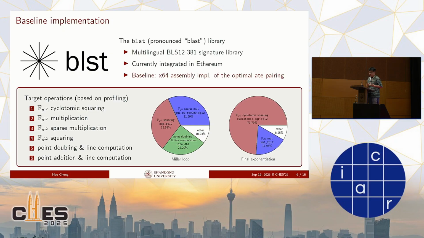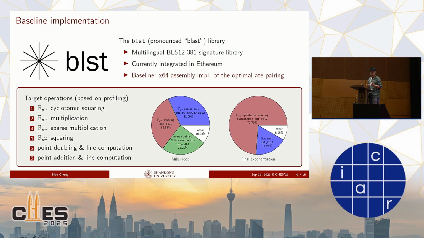And from the last slide, we know both the Miller loop and the final exponentiation exhibit a strong data dependency, so they are not vectorized directly. However, the Fp12 and elliptic curve operations they use internally are vectorizable. So in this work, our target operations are these sub-operations.